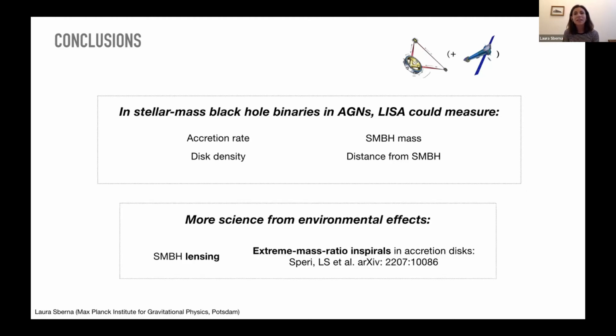As I mentioned, lensing in certain systems can also be important and detectable, so we're working on that next. And I want to mention that environmental effects can also be important in other LISA sources, such as extreme mass ratio inspirals. And we recently put on the archive a work on this topic. So thank you.